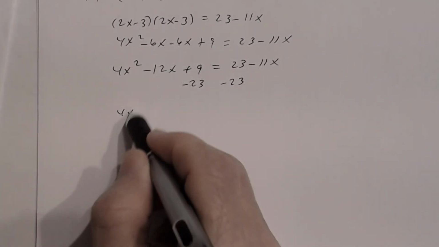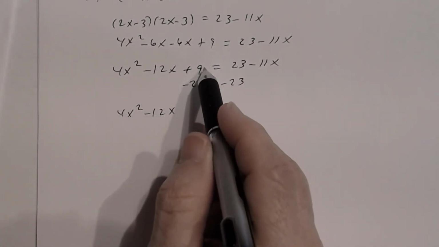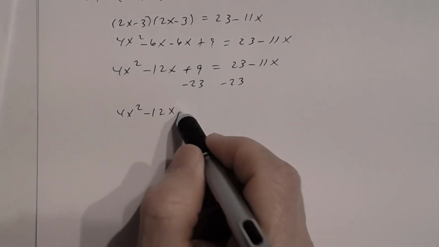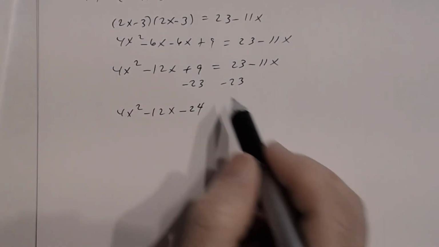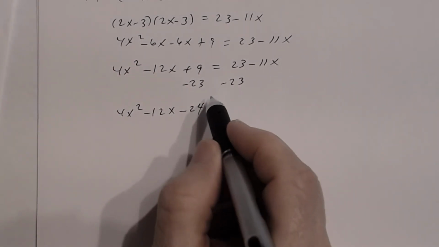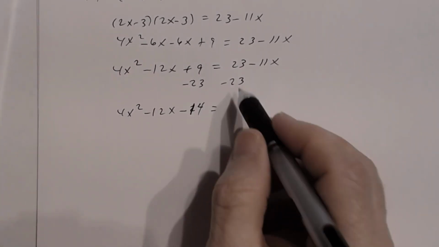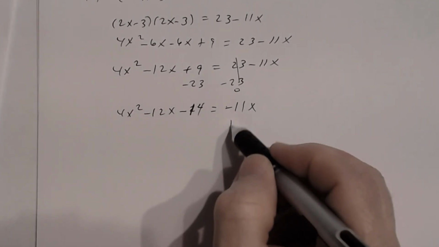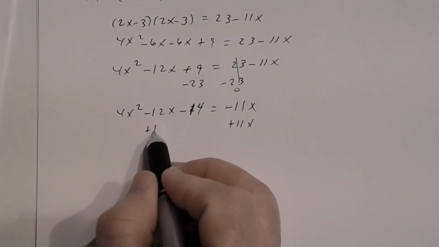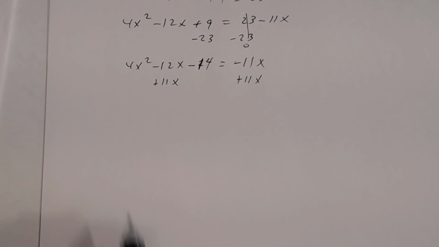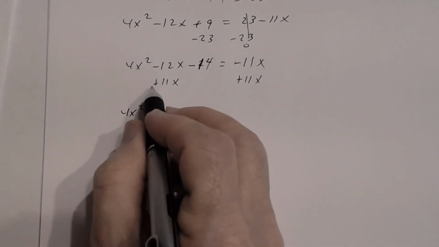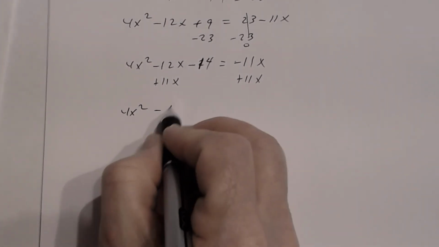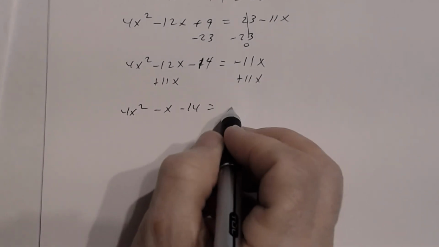So I get 4x squared minus 12x. 9 and a negative 23, what does that give you? That gives you, what's that, negative 24, is that right? I'm sorry, not negative 24, excuse me, negative 14, negative 14. And that's going to equal negative 11x, because that's 0. Okay, now adding 11x to both sides, and let's go ahead and align my like terms. I'm going to get 4x squared, negative 12x, and a positive 11x is a negative x, and then minus 14 equals 0.